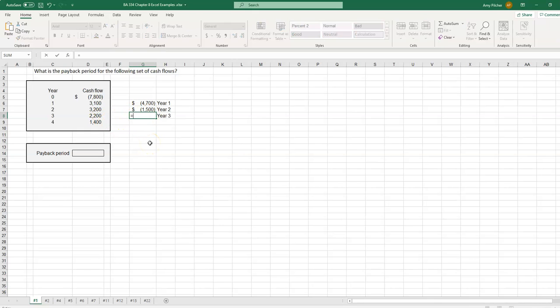So we're going to take $1,500 divided by $2,200, which is the year 3 cash flows. So we get 0.68. So the payback for this project is 2 years and 0.68, so 2.68 years.